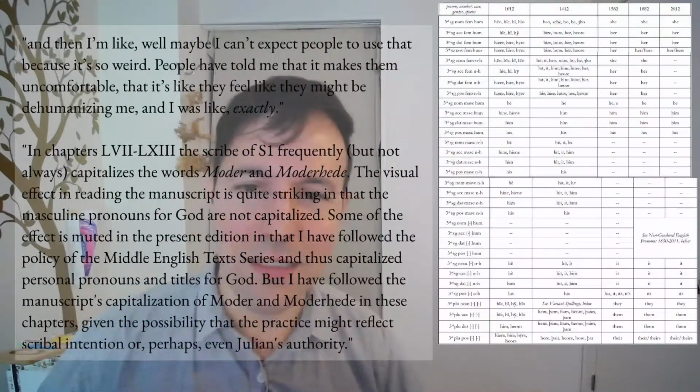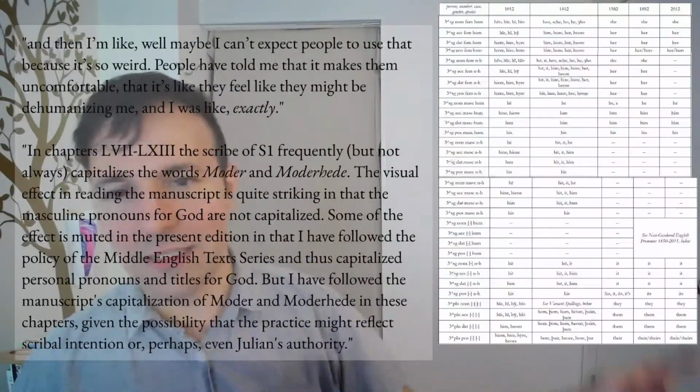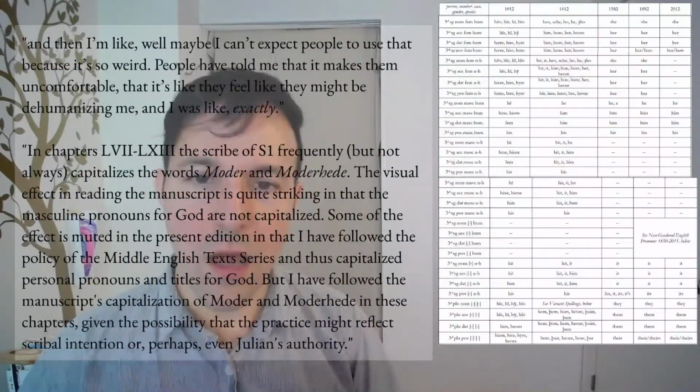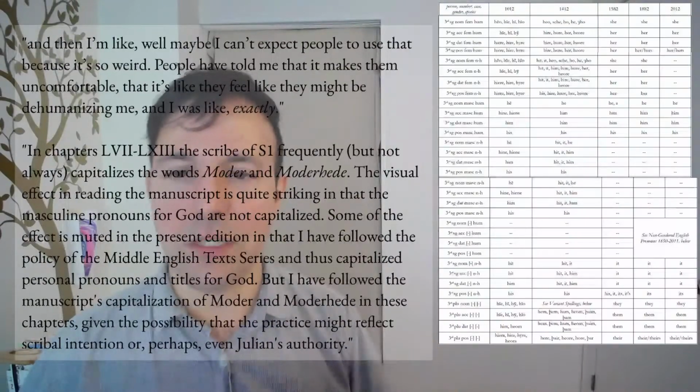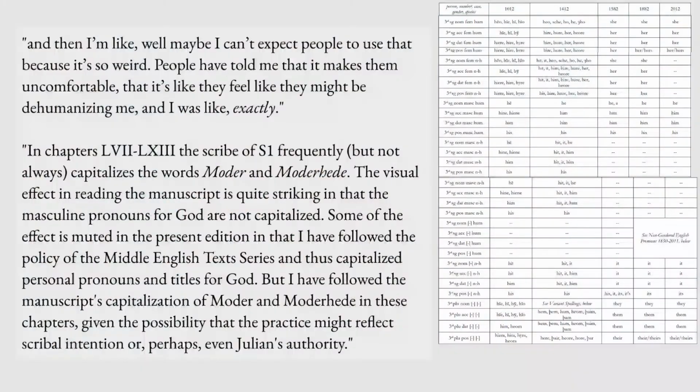I'm going to draw this into connection with something that's going on with a different Julian. This is Julian Talamantes-Berlasky, and this is a quotation from the editor of the TEAMS edition of the work of Julian of Norwich. I'll just read it to you. This is not about, well, it is a bit of pronouns. In chapters, so this is about the work of Julian of Norwich, who is a 14th century writer, a woman.